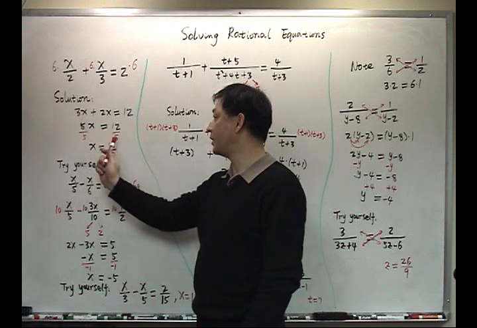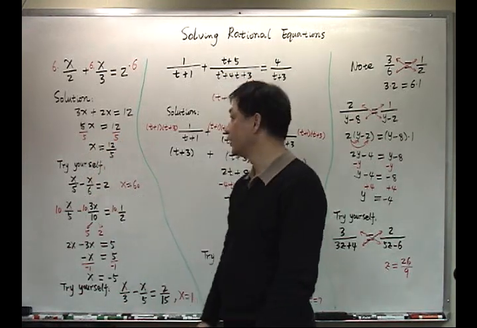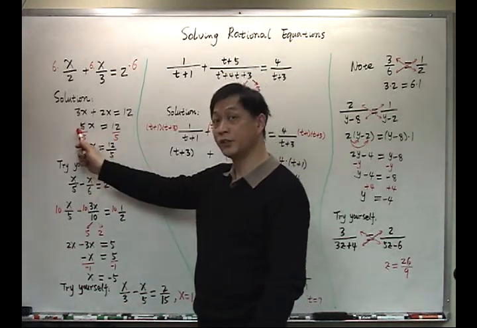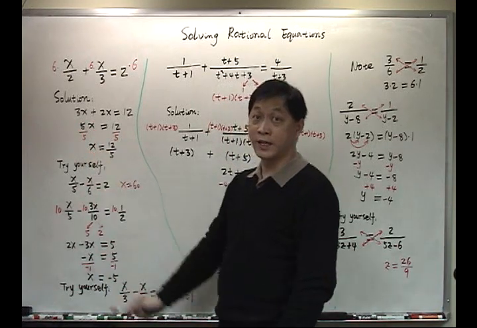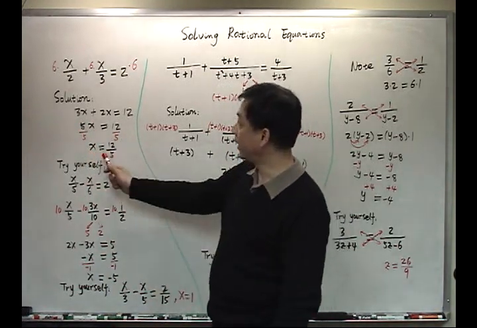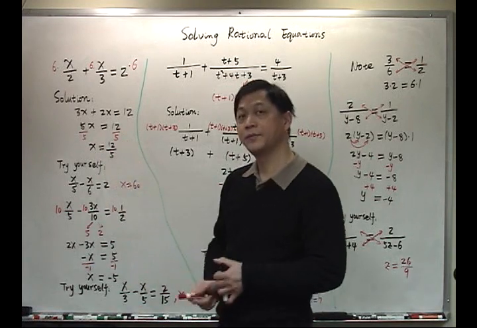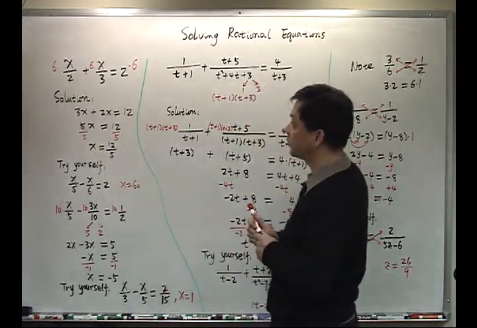Both sides divided by 5. So the 5s cancel each other. X is left on the left-hand side alone, and then 12 over 5. So that's the first one.